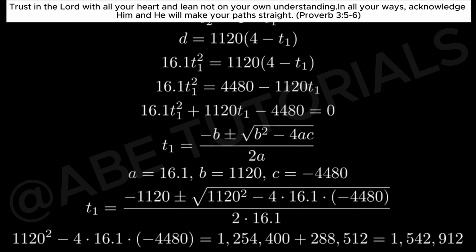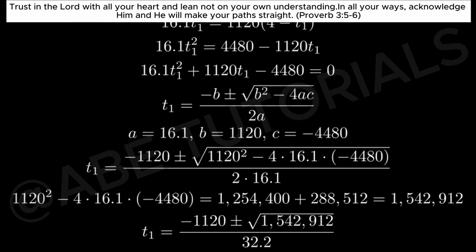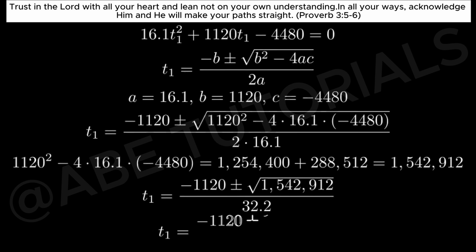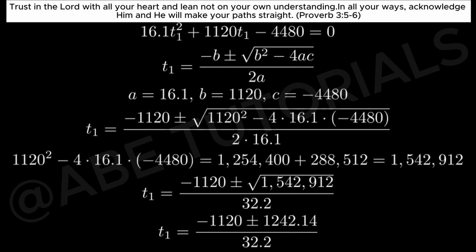1,254,400 plus 288,512 equals 1,542,912. So we have t_1 equals negative 1120 plus or minus the square root of 1,542,912, all divided by 32.2. Computing the square root of 1,542,912, we get approximately 1,242.14.